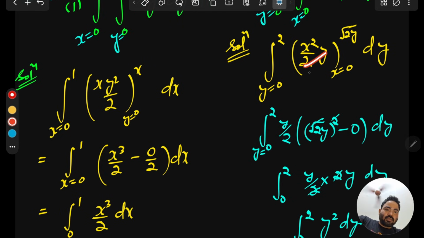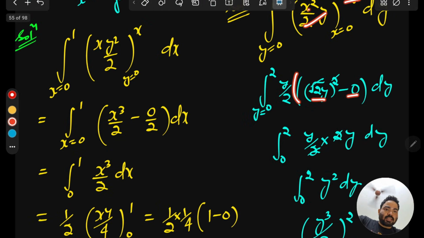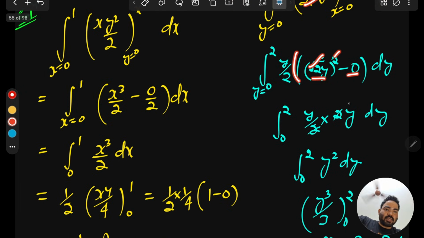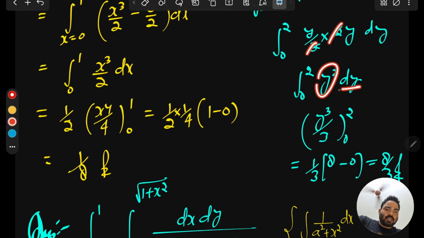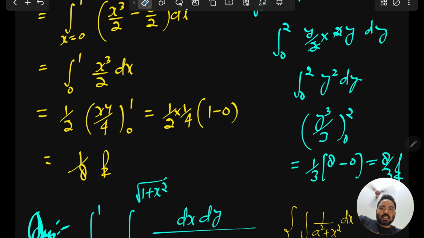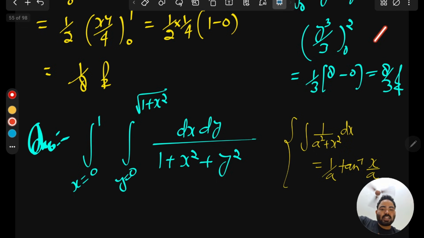So you can see y upon 2, I took it outside, and after that x square, just put the x limit, upper limit minus lower limit, and after that the square and under root cancel out, you are left with 2y. Now you can cancel 2 with 2, you are left with y square. Now this is the y limit, so do the integration with respect to y: y square becomes y cube upon 3, and now you can easily put the limit. So this is the way you can solve the question if the limits are variable.